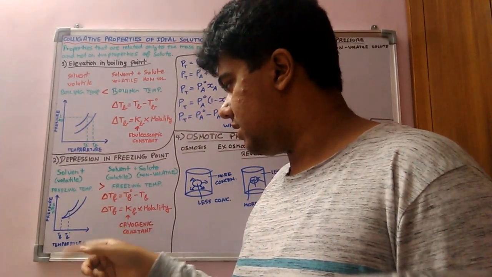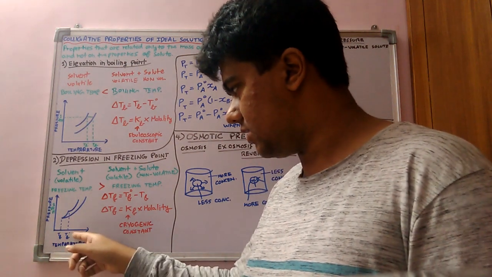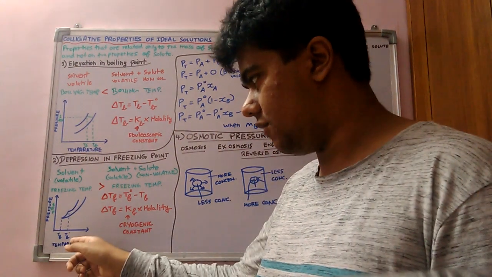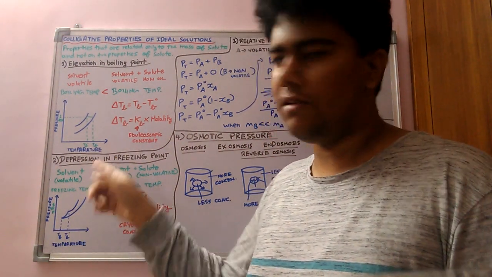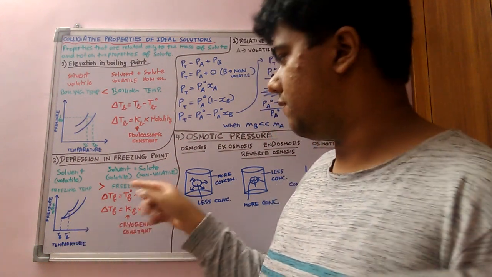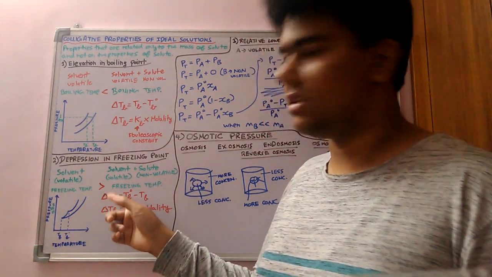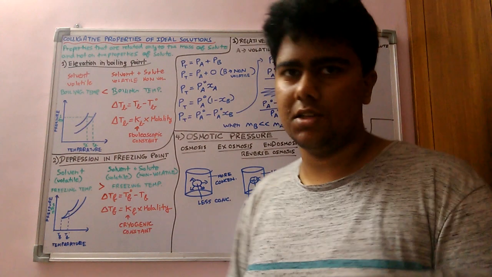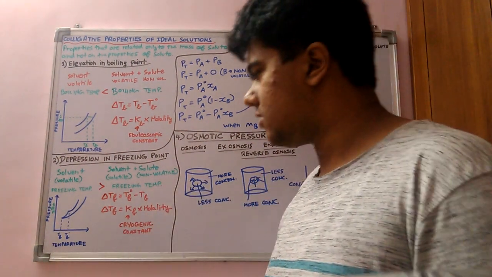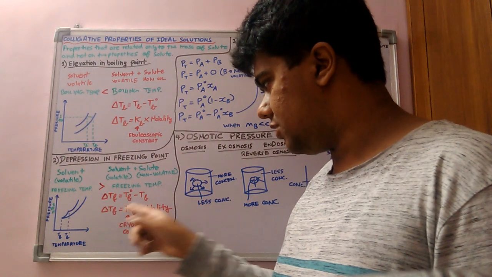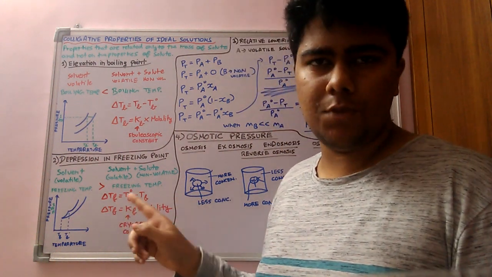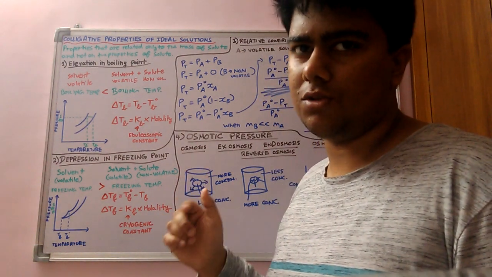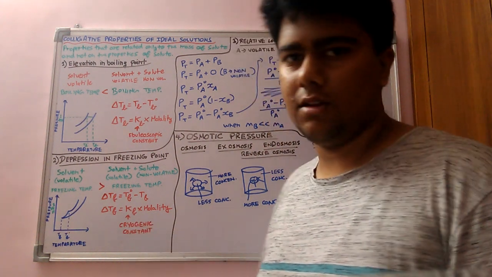This graph tells us exactly that. This is TF naught, this is TF. TF naught is greater than TF. TF naught is the freezing temperature of just the solvent. TF is the freezing temperature of the solution. And the change in temperature, delta TF, is TF naught minus TF. The bigger value will come first. That's pretty self-explanatory. Delta TF is also equal to Kf. This is not the ebullioscopic constant. This is another constant, a bit different from the ebullioscopic constant. This is the cryoscopic constant.